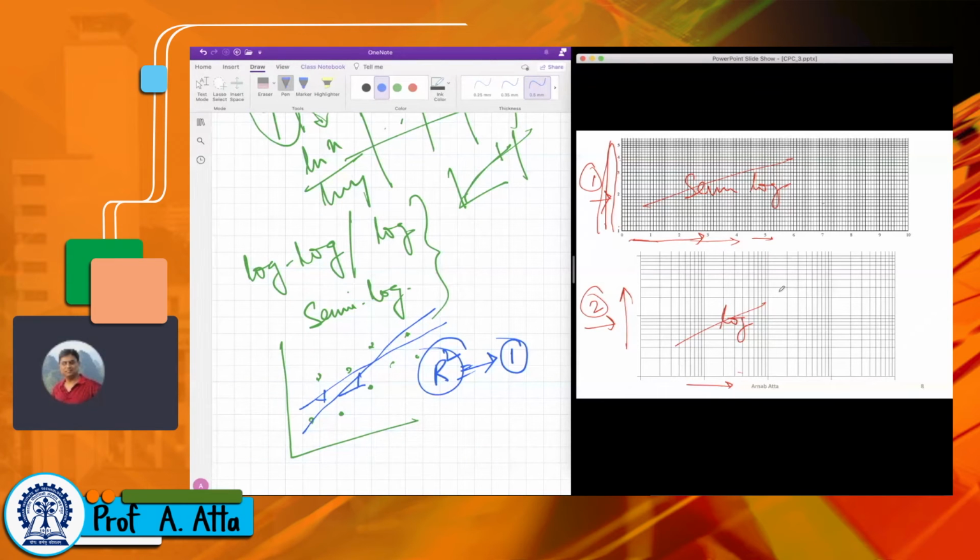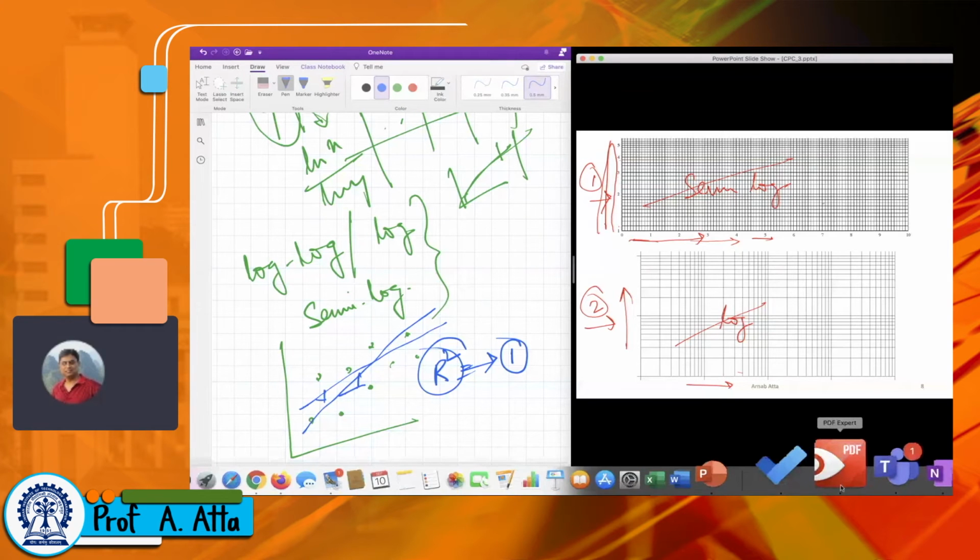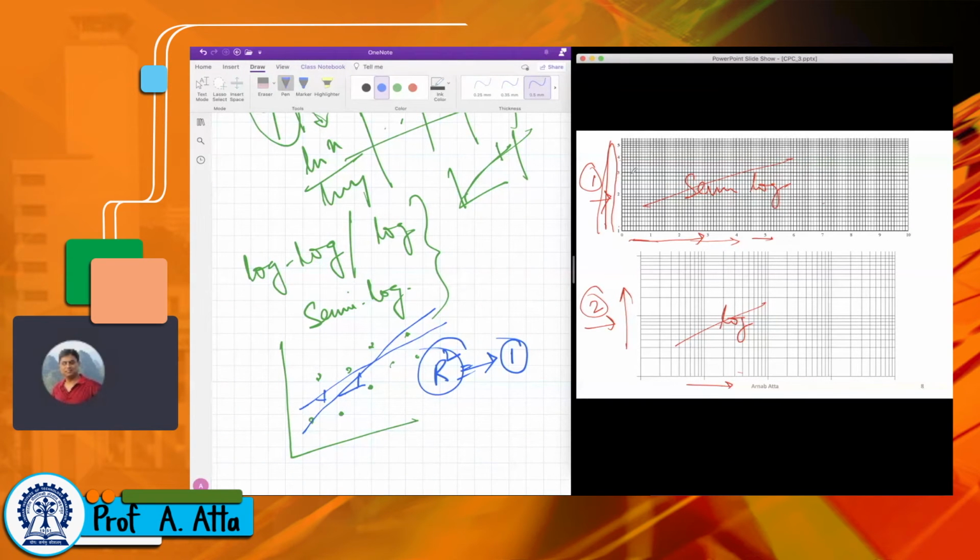So I would give a pause here to have any question, if you have anything. Yes, but you never plot logarithmic values of x and logarithmic values of y on the log plot or semi-log plot.